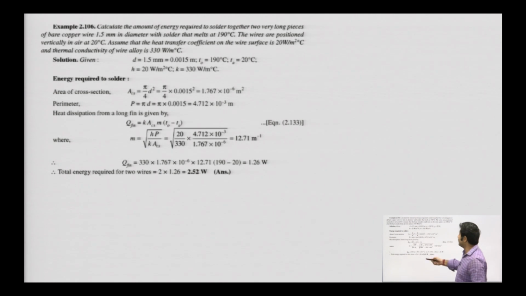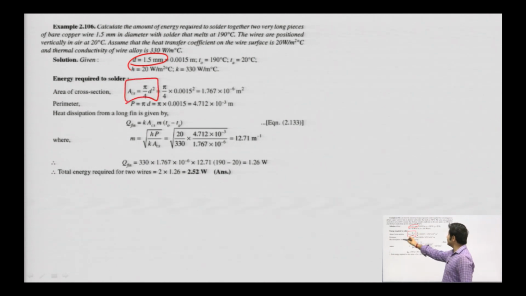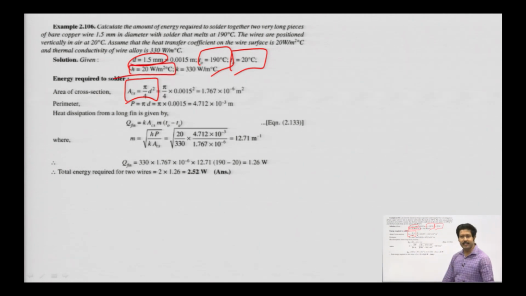So what is given here? The diameter will be used in calculating the area. As you can see, this is the cross sectional area. The base temperature is given here, 190 degrees Celsius, and the ambient temperature, 20 degrees Celsius, is also given. The convective heat transfer coefficient is given here, and the thermal conductivity is given here. So friends, everything is given here. It's a quite simple numerical.